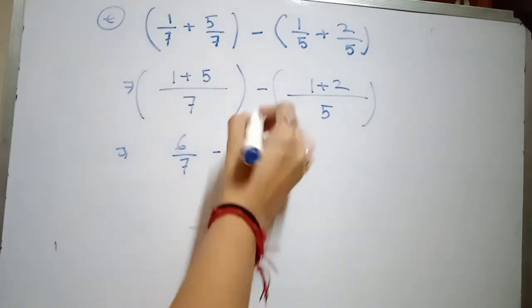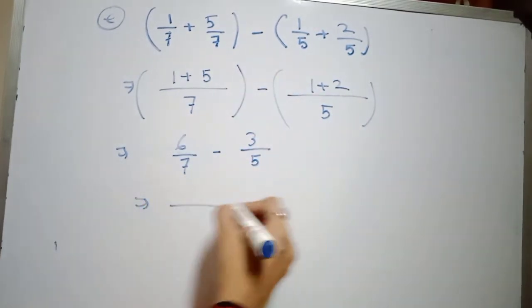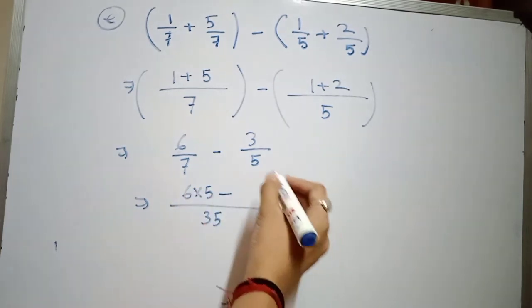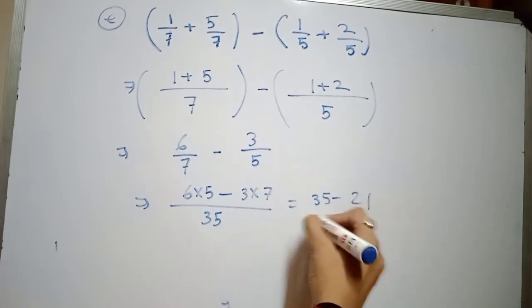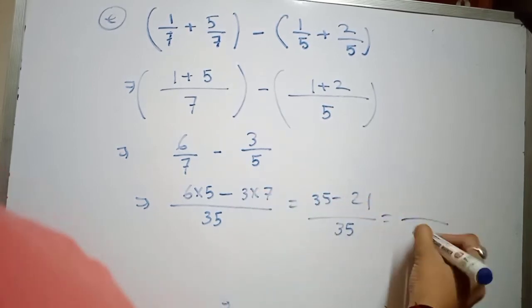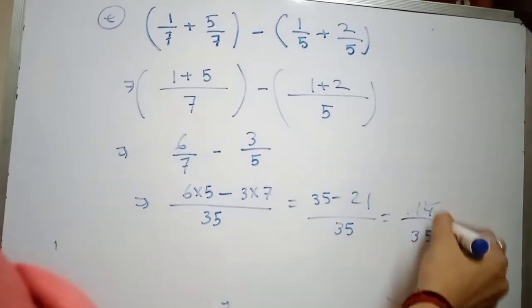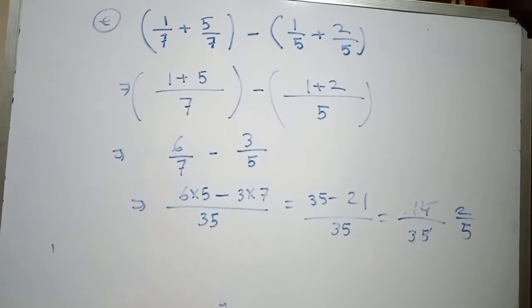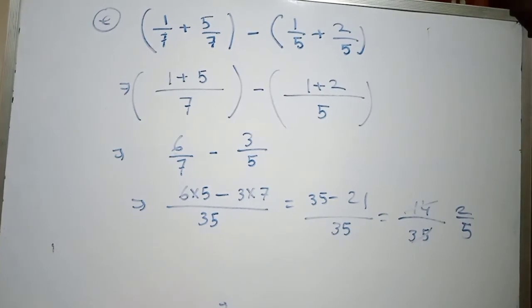Now we don't need to put any bracket here because the operation is already done. So the LCM will be 35: 6 into 5, and this will be 3 into 7, that is 35, minus 21 by 35. So we get 14 by 35. So this answer will be 2 by 5, dividing 14 and 35 by 7. 7 2s are 14 and 7 5s are 35.